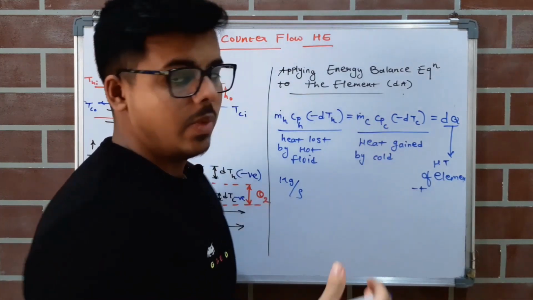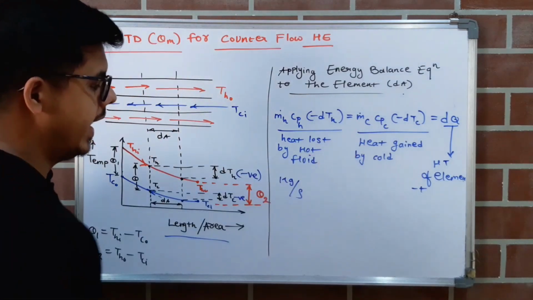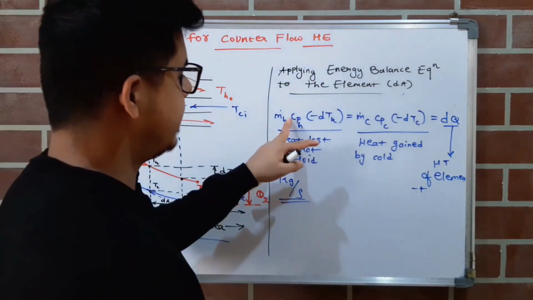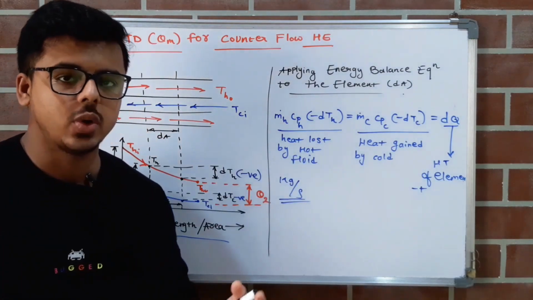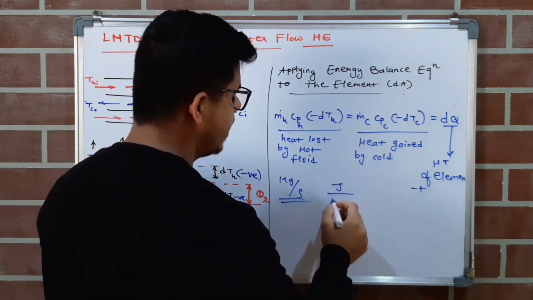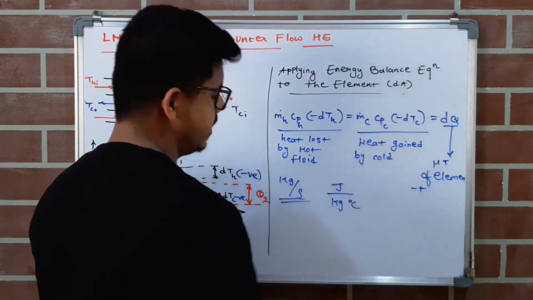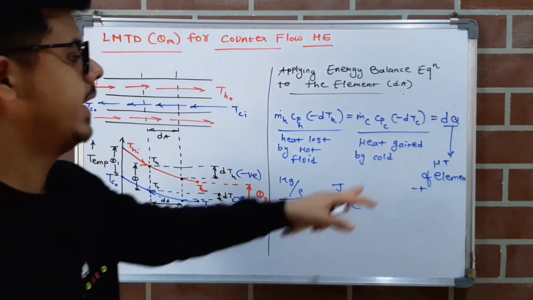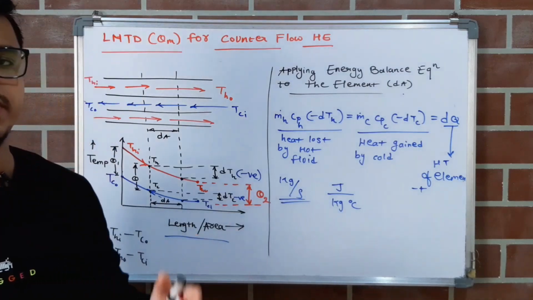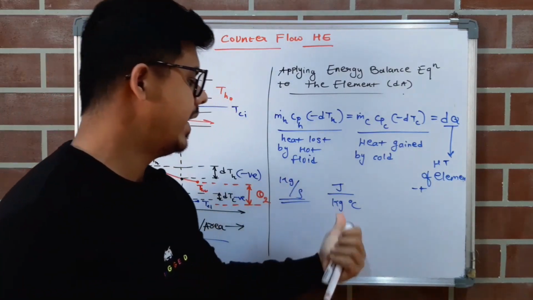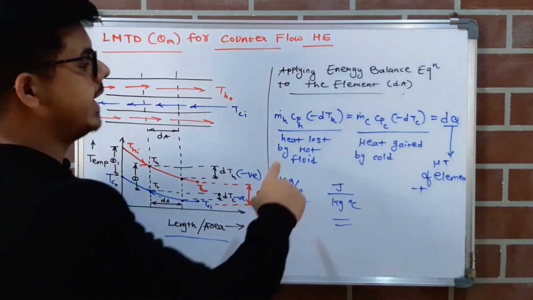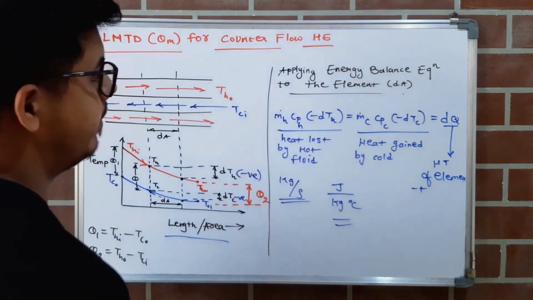It is the mass flow rate of the cold fluid, and it will have the same unit, that is kg per second. Cph is the specific heat at constant pressure for the hot fluid, and its unit will be joule per kg degree Celsius or kg degree Kelvin. And Cpc is the specific heat at constant pressure for the cold fluid, and it will have the same unit, joule per kg degree Celsius. And dTh and dTc, you know, are the temperature differences.